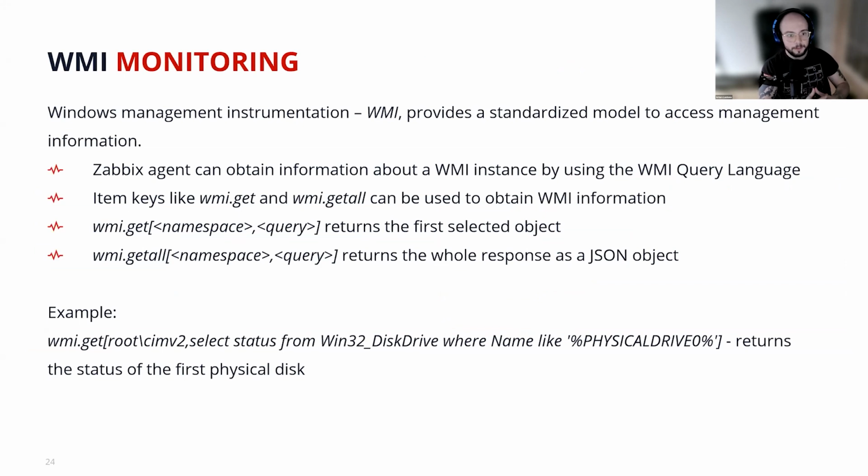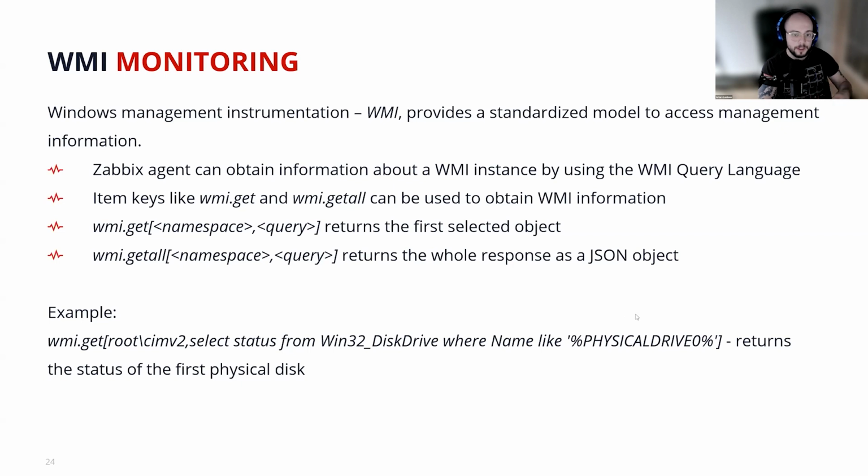Something that's unique for Windows is WMI monitoring, Windows Management Instrumentation. WMI is a way how Windows provides a standardized model to access management information. And Zabbix can obtain information about a WMI instance by using WMI query language. Here at the bottom, we can see an example of this query language, right? We point at an instance of a physical drive, the status of the first physical drive. So WMI get status from disk drives where name is physical drive 0.